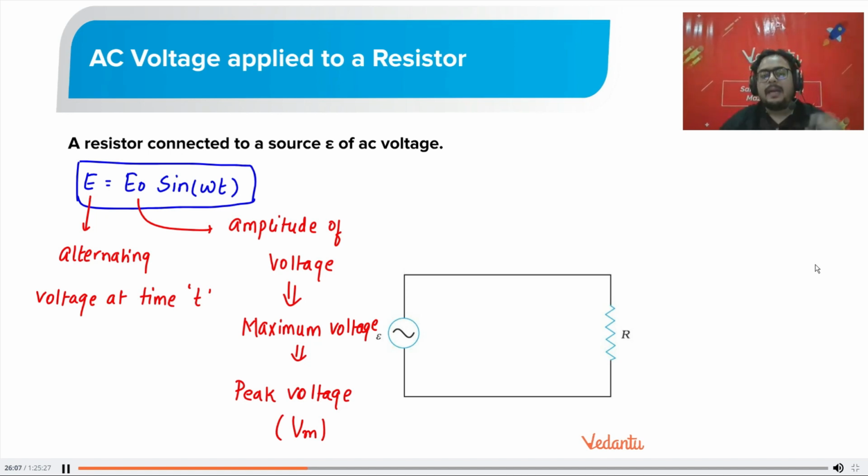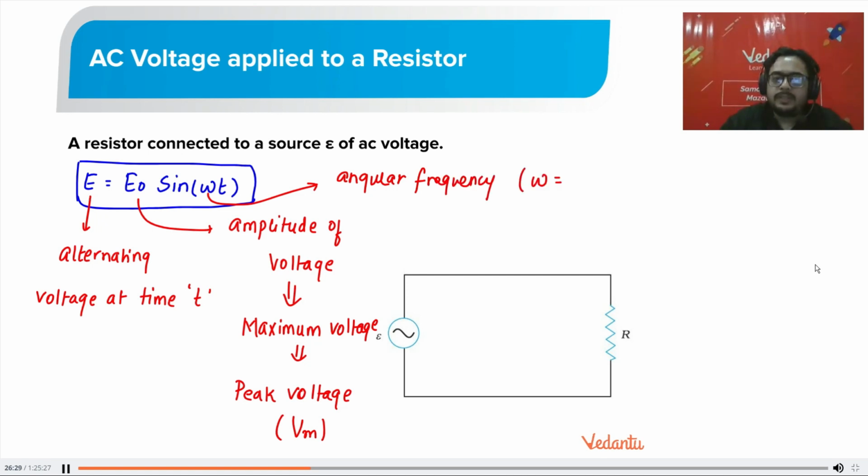So like I have taken E is a voltage as a function of time. So E naught is the amplitude of voltage, which is the maximum voltage which is possible, also called the peak voltage. Here omega is called the angular frequency of voltage, and omega is 2 pi f. I hope you remember this relation. F is the frequency of voltage.